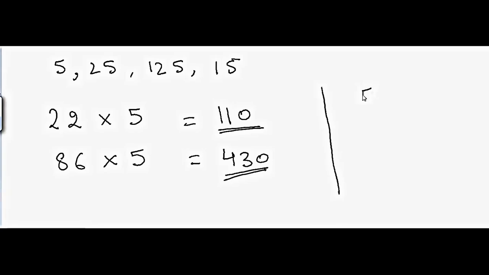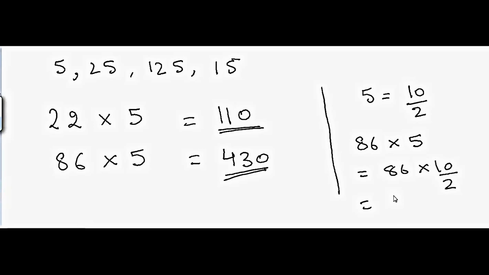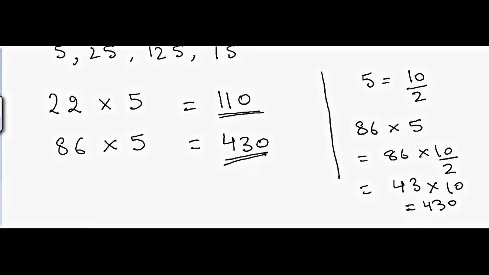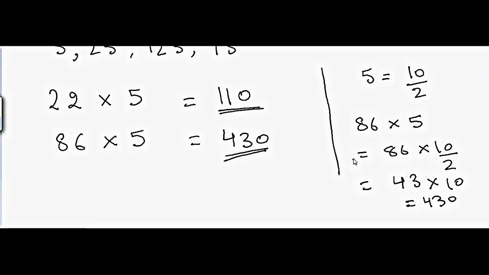So 5 is equal to 10 divided by 2. So in a way, if I multiply 86 by 5, that is equal to 86 into 10 divided by 2. So that will be equal to 43 into 10, which is 430. So as you can see, this is nothing new, and most people already know this, but we don't remember this concept when we are doing some calculations in the exam or in the market. So it's very handy if you remember this kind of concept.